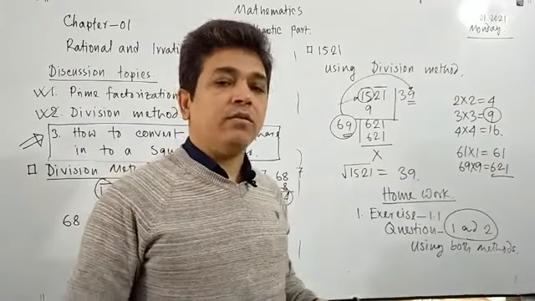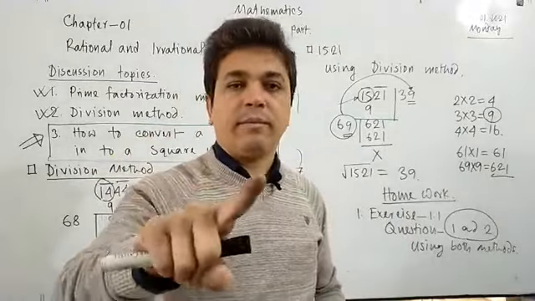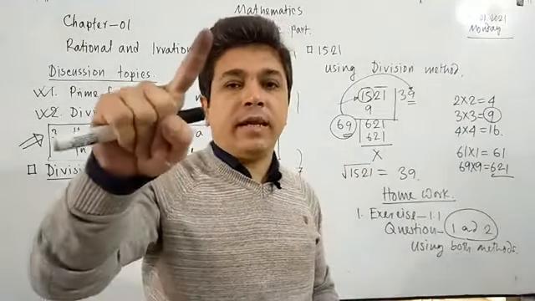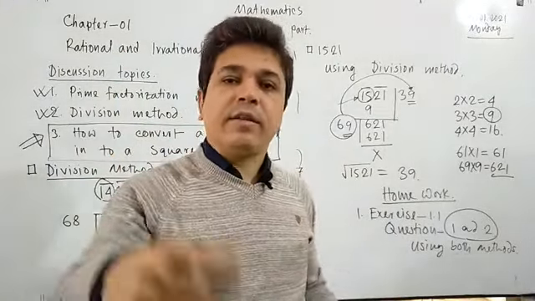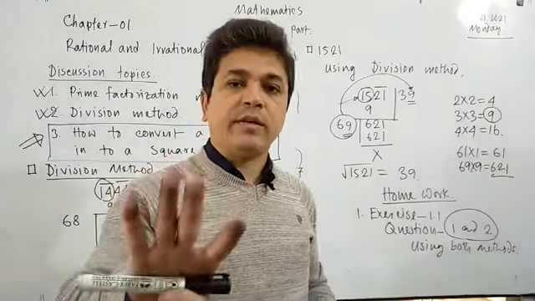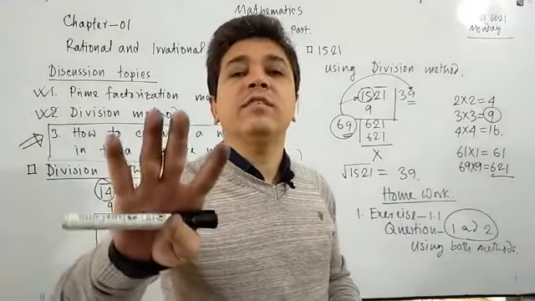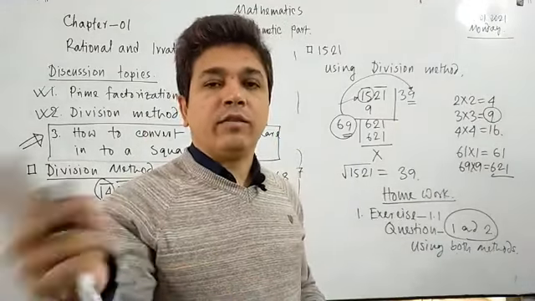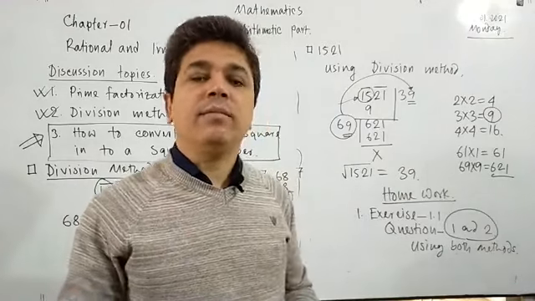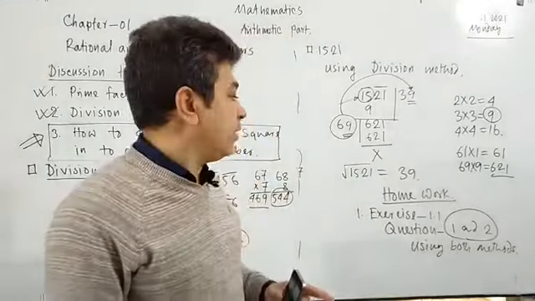So how to do it? First you will do the prime factorization method on the number given, a, for example. After that you have to solve using the division method. Every single number needs 2 methods. Here 8 numbers are given, so you have to do 16 problems. I hope all of you have understood.